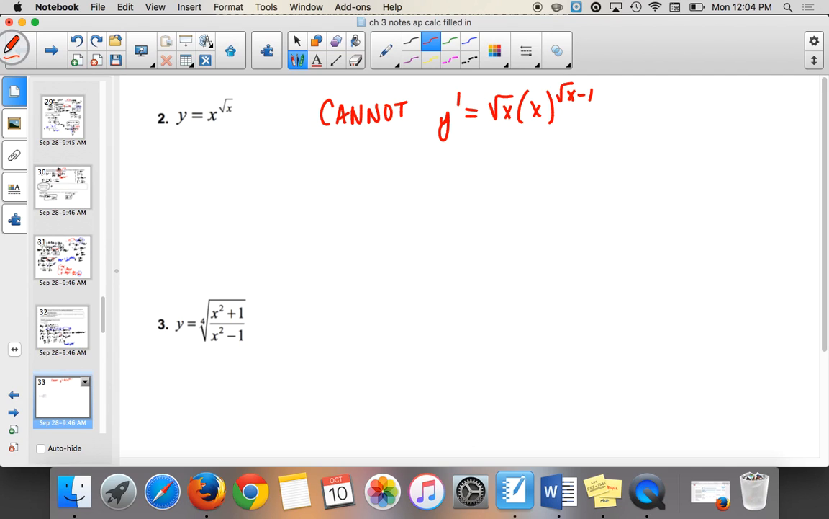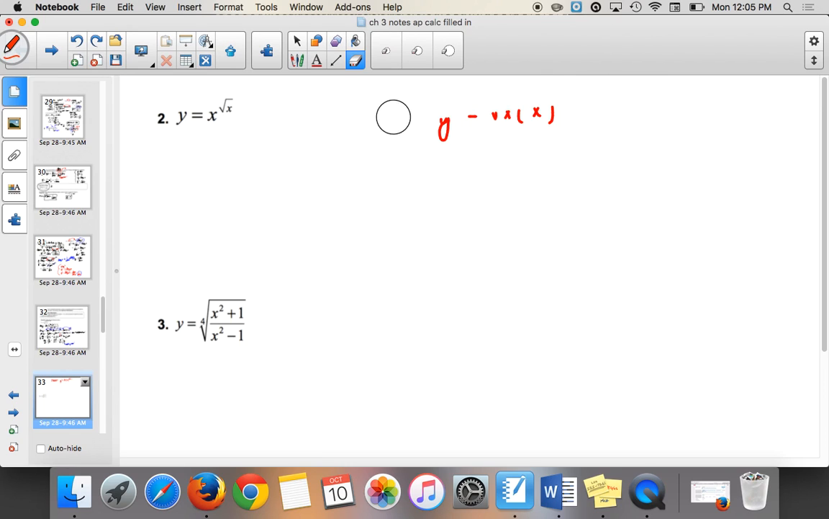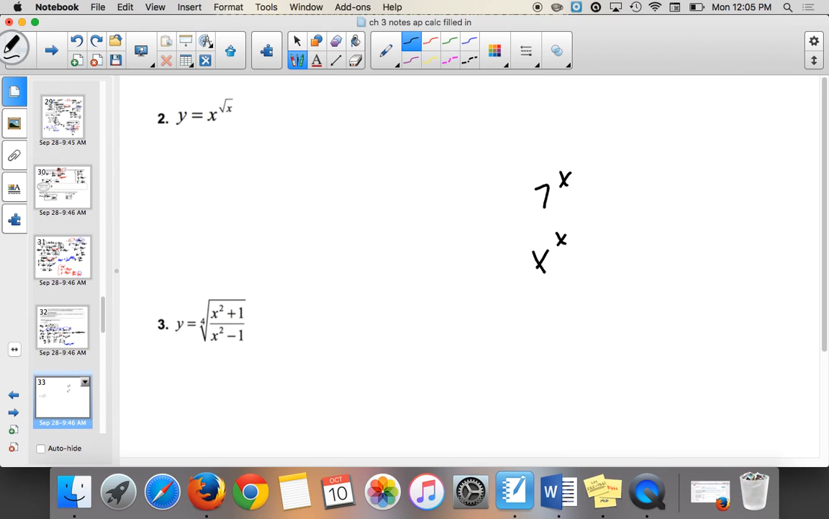But what's special with the power? It wasn't a number, right? It was like square root of x. It's a variable. Okay, so whenever we have x's as powers, right? We learned one for like 7 to the x. It would be 7 to the x natural log of 7, right? But we haven't learned anything that's in the form x to the x. There's not a rule for that.